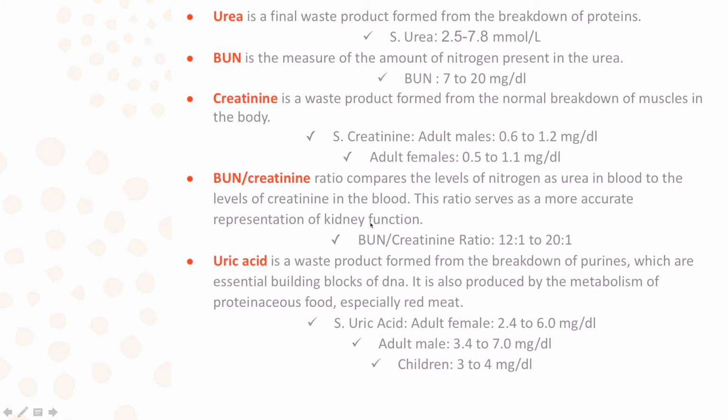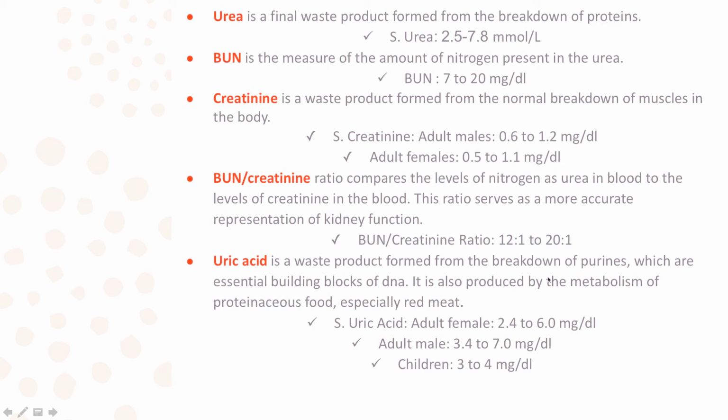Blood urea nitrogen to creatinine ratio. This ratio compares the blood urea nitrogen levels to the creatinine levels in the blood, and it is a more accurate representation of kidney function. KDIGO, Kidney Disease Improving Global Outcomes, has represented the blood urea nitrogen to creatinine ratio as more accurate to represent kidney function than serum creatinine or blood urea nitrogen levels alone. The ratio should be between 12:1 and 20:1.